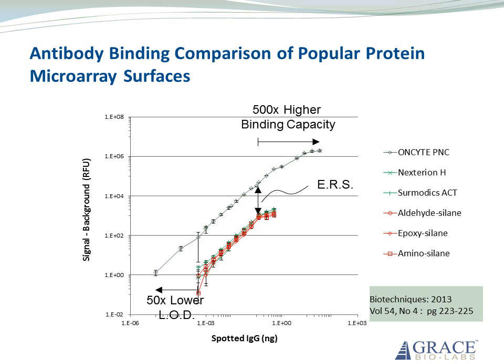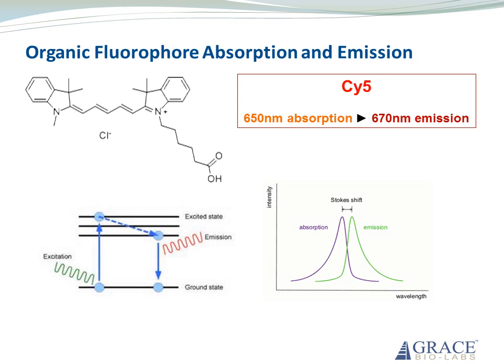Earlier, we compared the brightness of an assay on several different films. The large offset between the PNC film results and the glass results illustrates the large gain provided by pore-enhanced resonant scattering. Let's turn our attention now to organic fluorophores used as immunoassay labels.